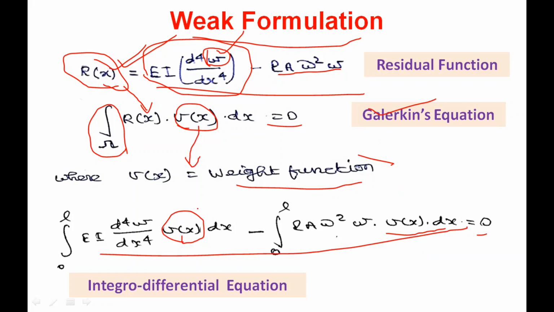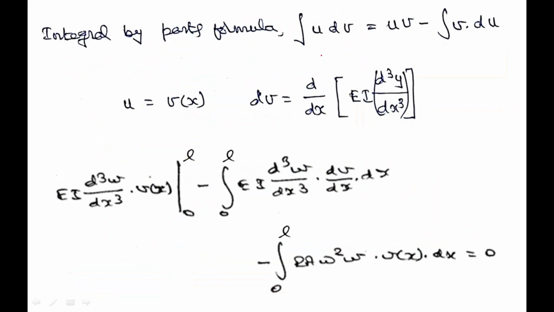Now in this equation we have two parts. To solve this equation, in the first part we have the differential operator inside the integration, so this is called an integro-differential equation. This type of equation can be solved using the integration by parts formula, which we have already seen, but I will quickly go through it. What is the integration by parts formula? Integral u dv is equal to uv minus integral v du.